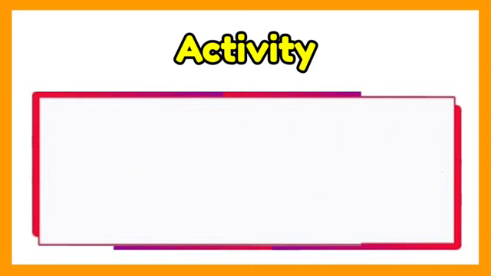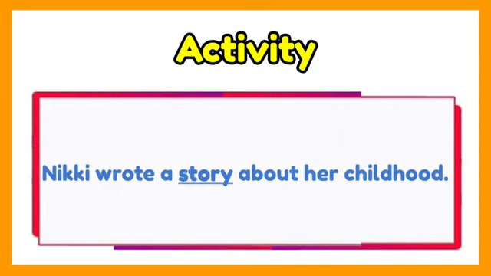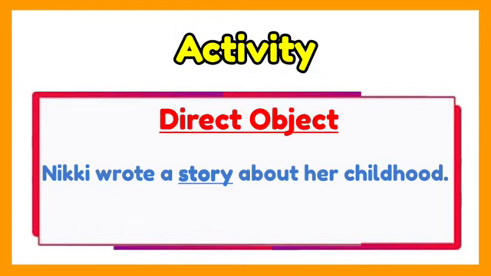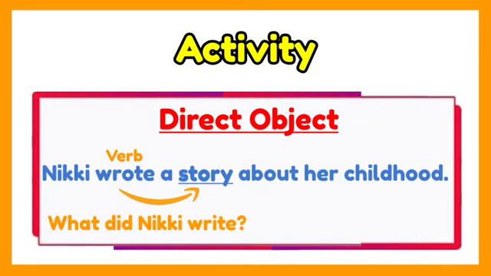Okay, another one. Nikki wrote a story about her childhood. In this sentence, story is a direct object. It receives the verb or the action, which is wrote. It answers the question, what did Nikki write?